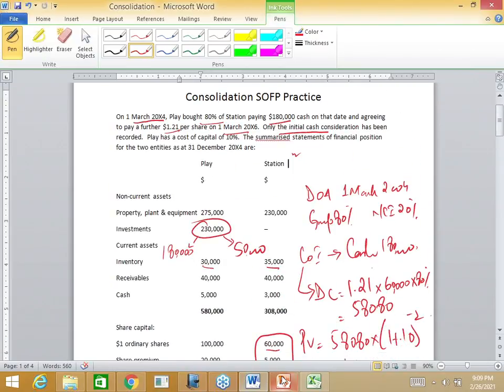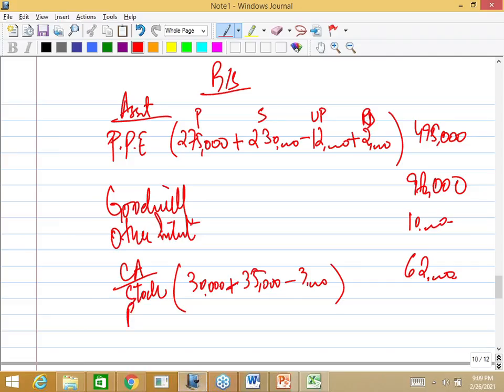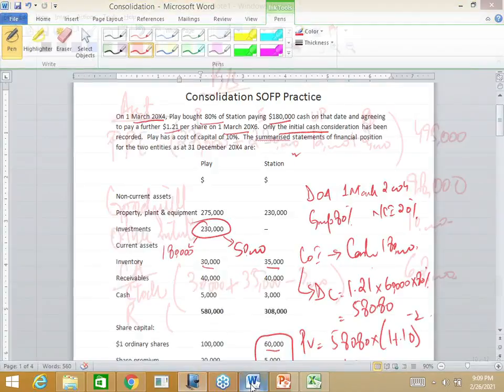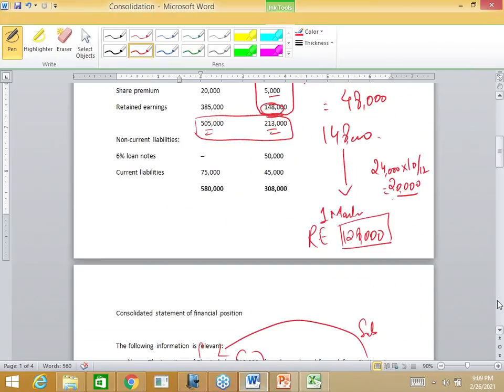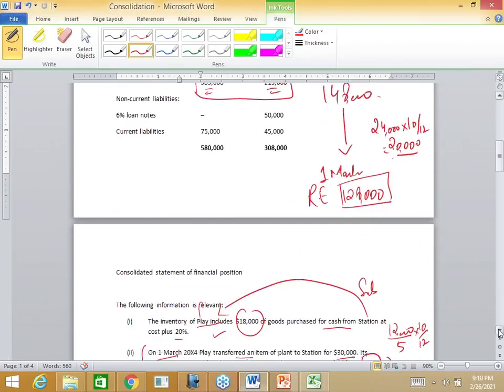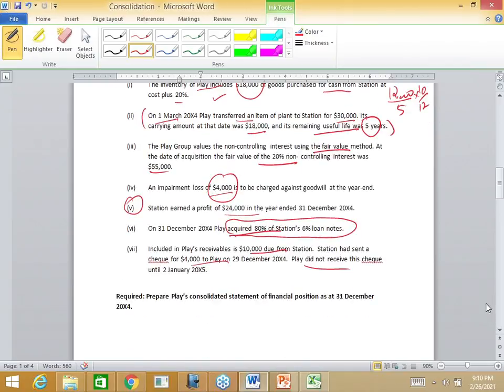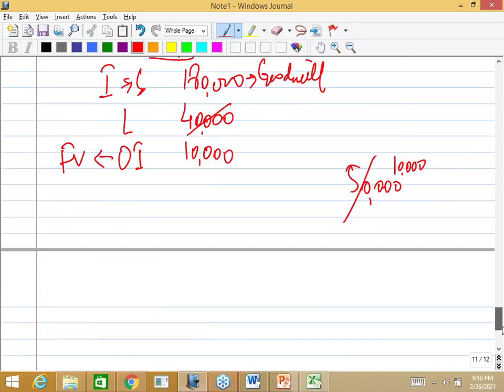Now talking about the receivables, we'll be having receivables of 40,000 for the parent and exactly 40,000 for the subsidiary. Is there any adjustment related to the receivables? Yes, we do have. It says parent company receivables is 10,000, which does not match with the subsidiary company's payable.